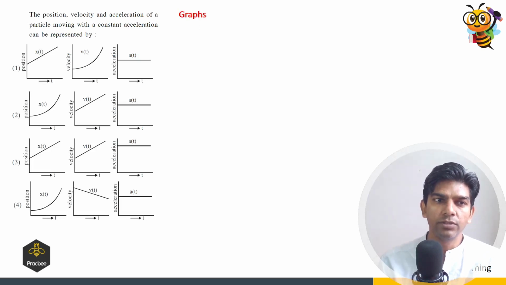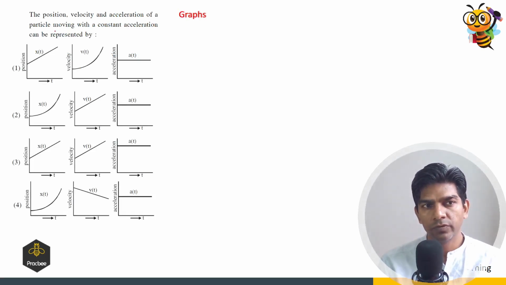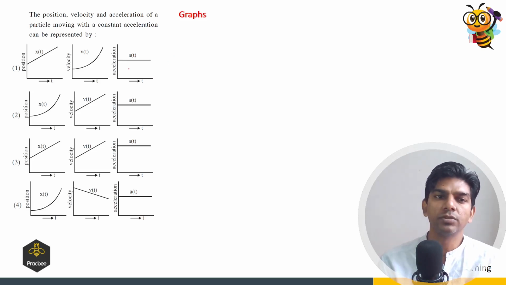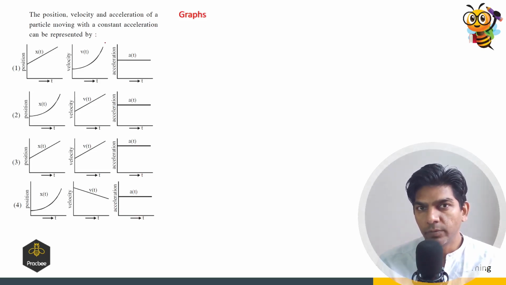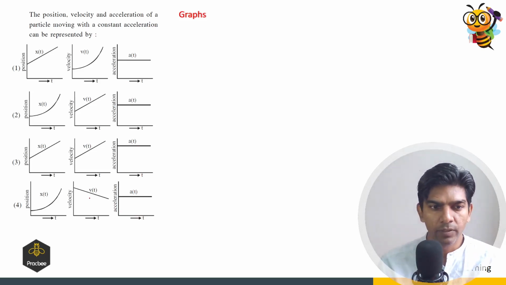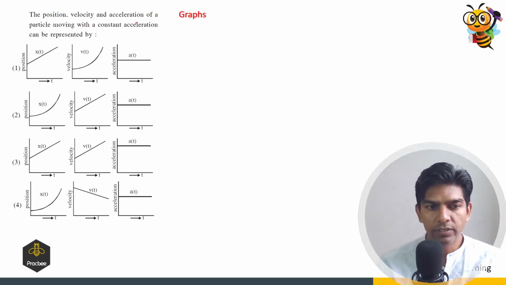Now let us see this question. The position, velocity and acceleration of a particle moving with constant acceleration can be represented by. When the particle is moving with constant acceleration, the acceleration time graph is constant, as in uniformly accelerated motion. So if you look at all the options, we have acceleration as constant, right? And the velocity time graph will be linear, it should be a straight line. And if it is accelerating, the speed should increase. So we can say this one is incorrect.